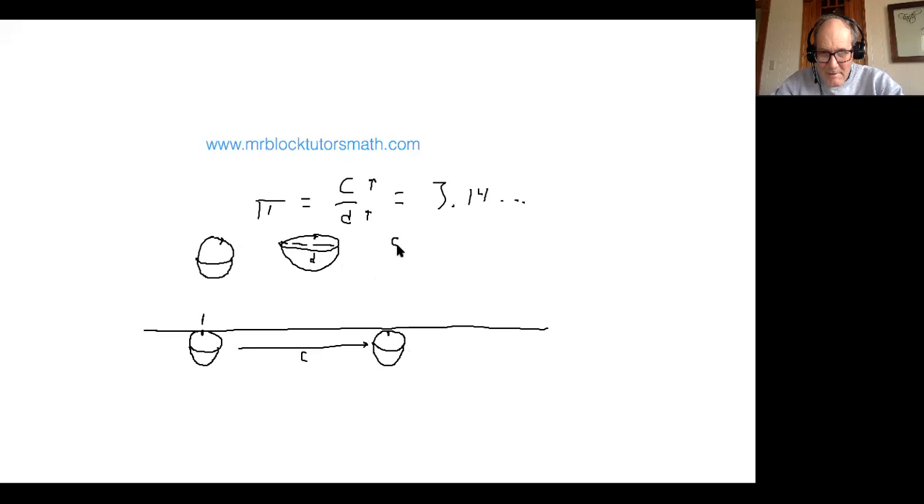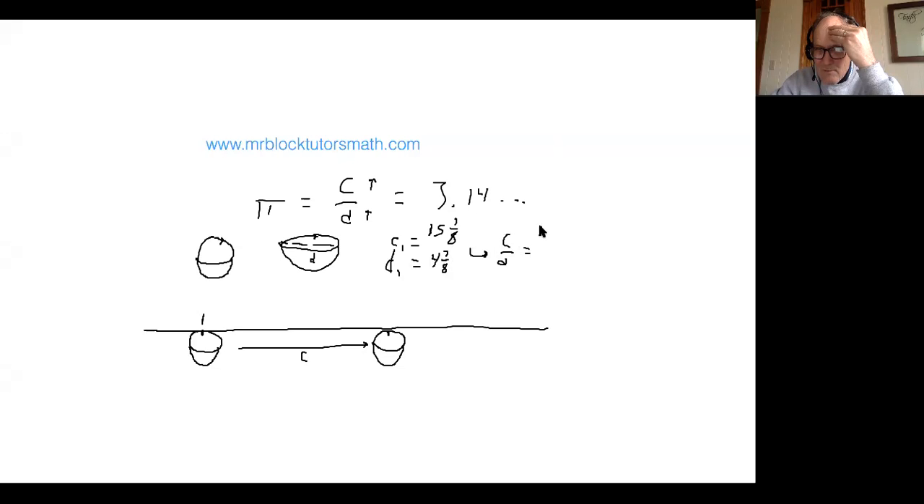So in our first situation, the first bowl, we had D1 and C1. The circumference 1 on the first bowl was 15 and 1/8, and the diameter of the first bowl was 4 7/8. So then circumference over diameter should be pi. Well, we just changed these to improper fractions.